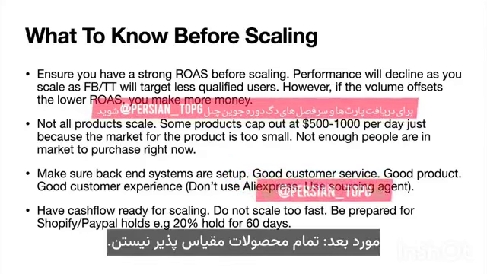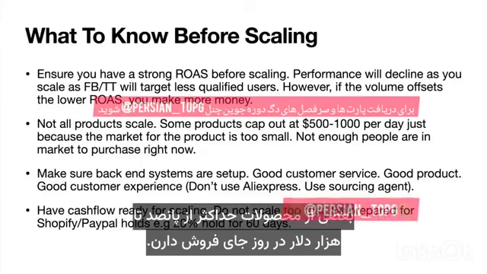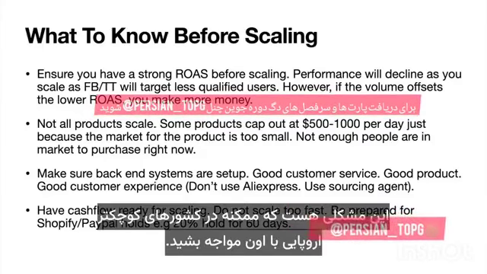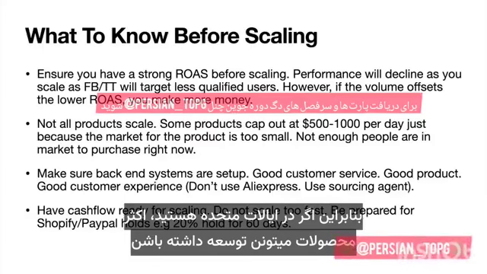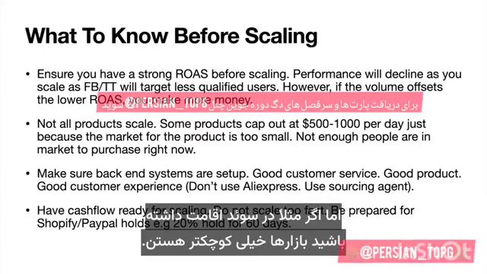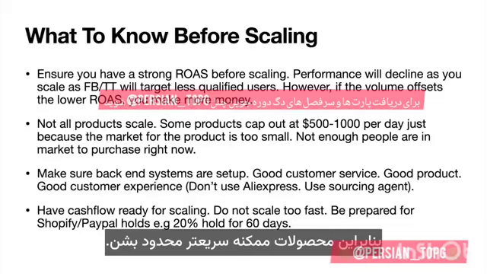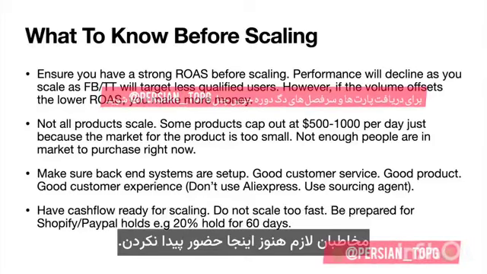Next, not all products scale. Some products cap out at $500 to $1,000 per day, just because the market for the product is too small. Now, this is an issue you might face in smaller European countries. So if you're in the US, most products can scale a lot bigger. But if you're in, for example, Sweden, the markets are a lot smaller, so your products may cap out a lot faster. And the reason for this is because not enough people are in market to purchase right now. The audience just isn't there.